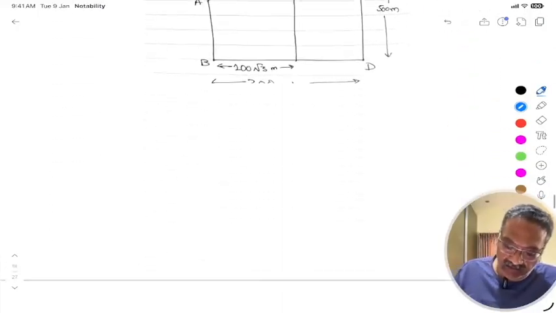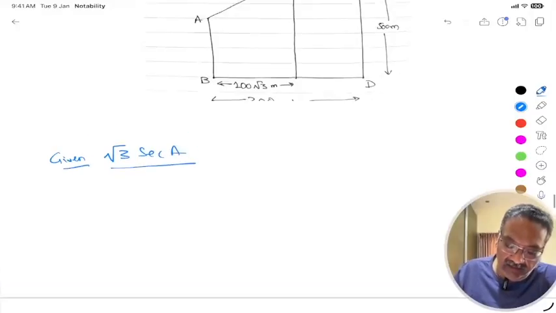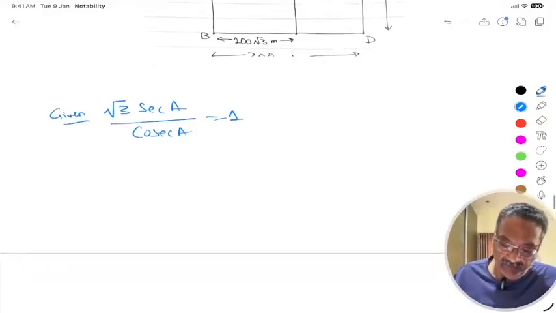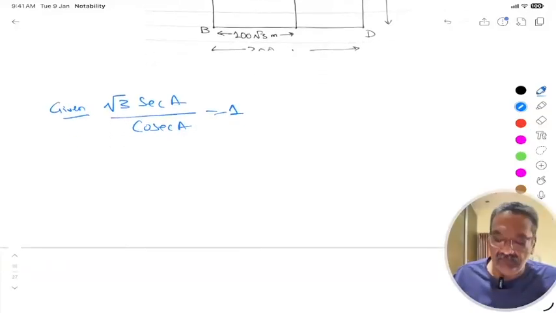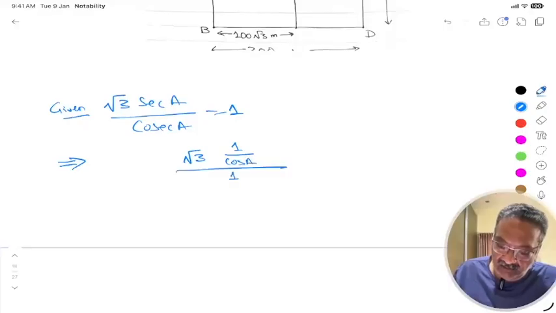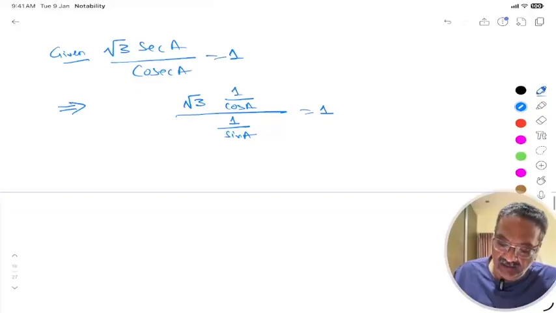It is given that root 3 secant A divided by cosecant A is 1. Find value of A. Okay. It is easy to convert this to sin and cos. So this is nothing but root 3 into 1 by cos A divided by cosecant A, which is 1 by sin A, is equal to 1.